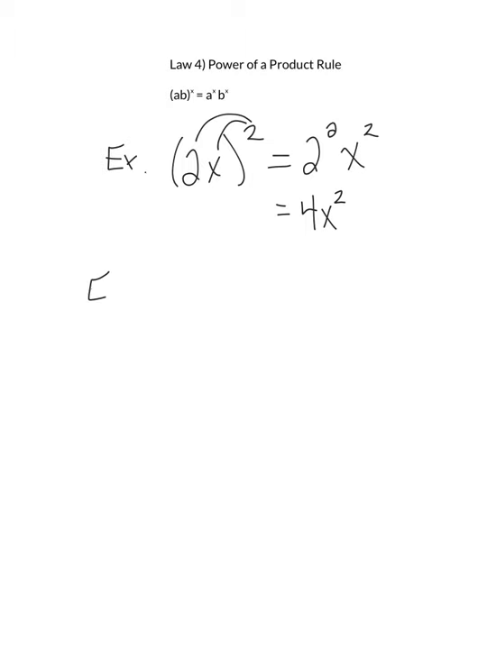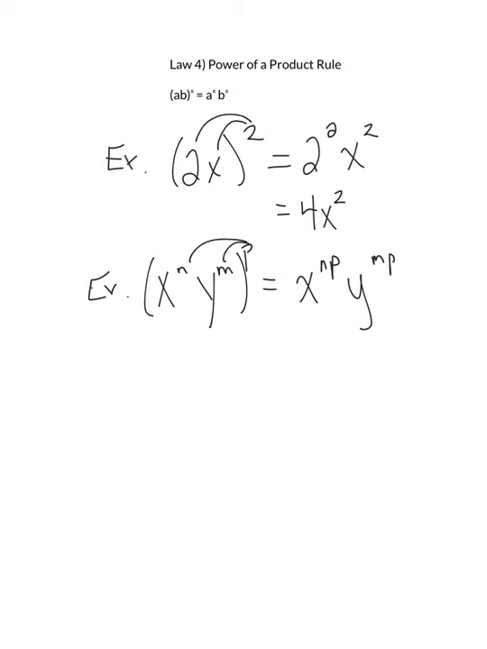Now, this also works the other way. So if I had x to the n times y to the m all to the p, then I know that I have x to the np times y to the mp. The p needs to be brought into both terms.